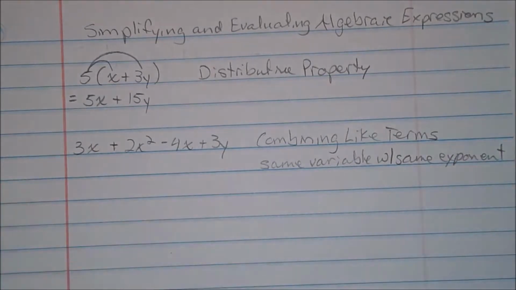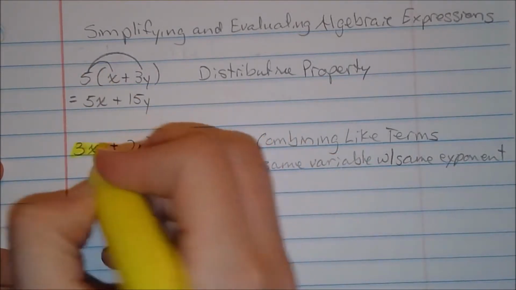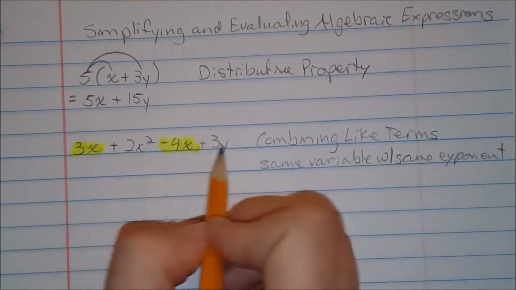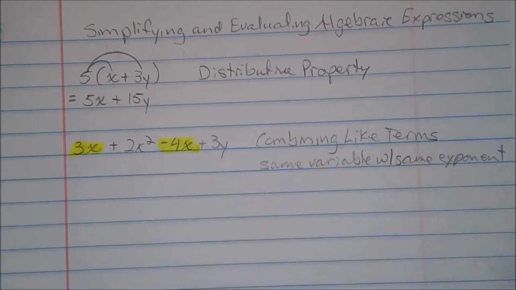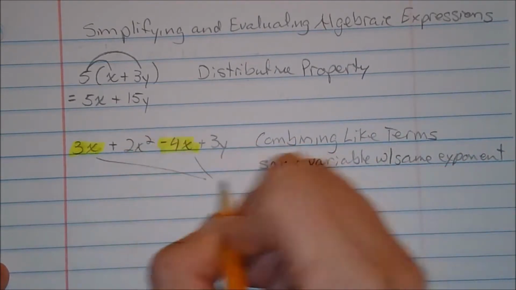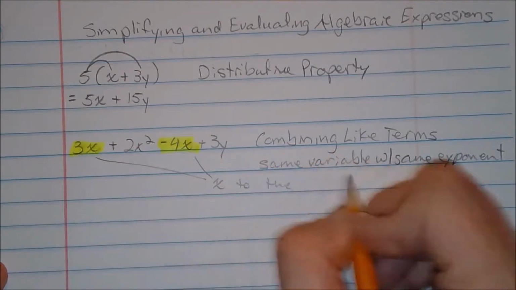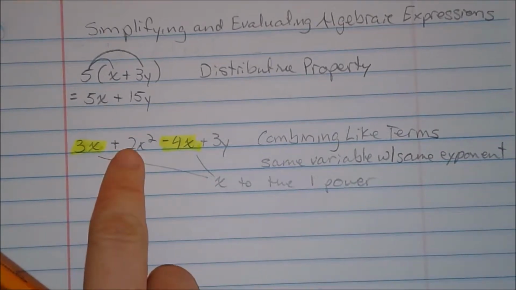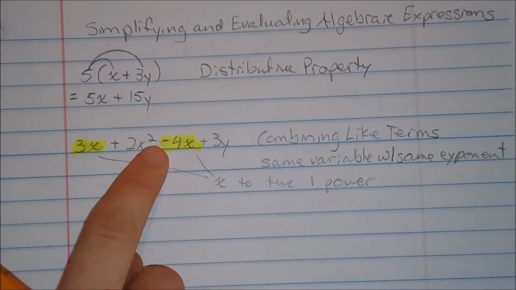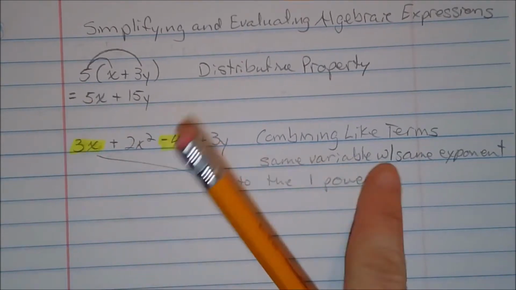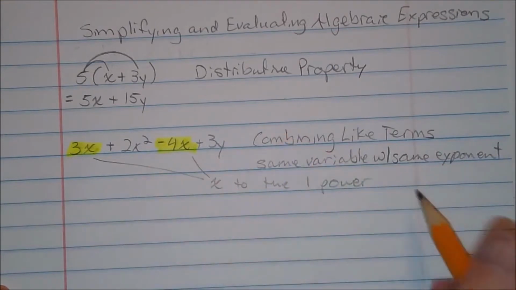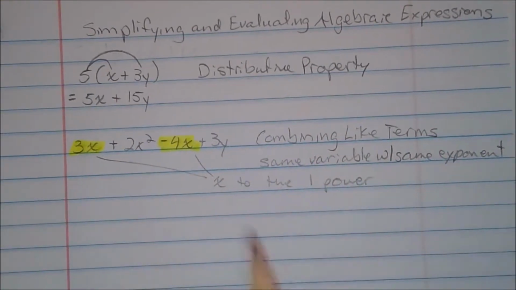For example, 3x. So 3x and negative 4x are like terms, because they're both an x to the 1 power. X squared is not a like term because it's got the second power, different exponent, so same variable, but they don't have the same exponent. And then the 3y is not even the same variable. It does have the same exponent, but it's got to have both. So we can combine these.